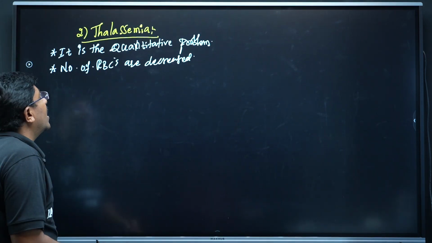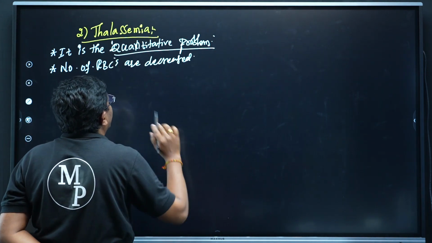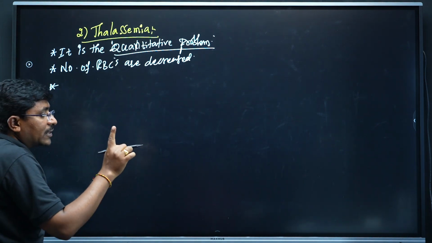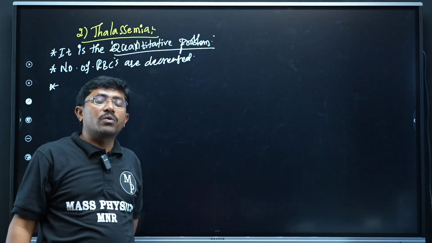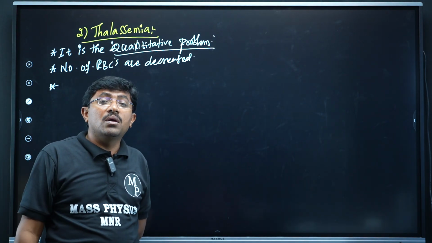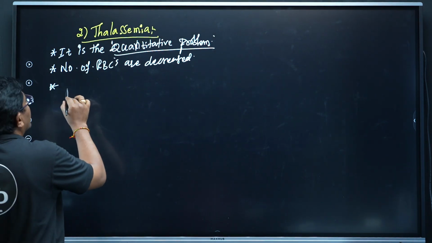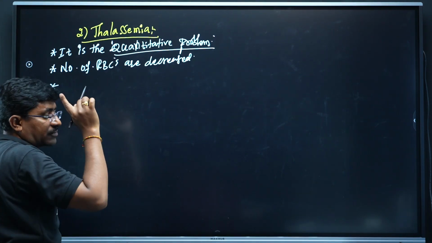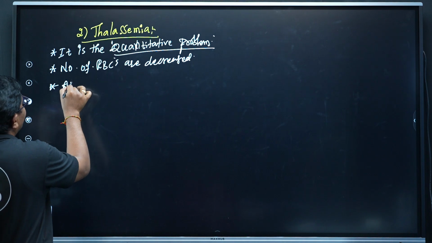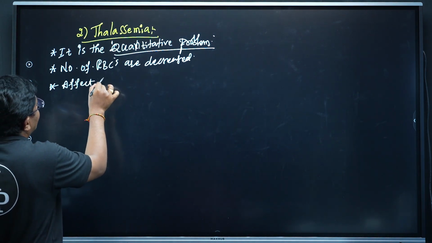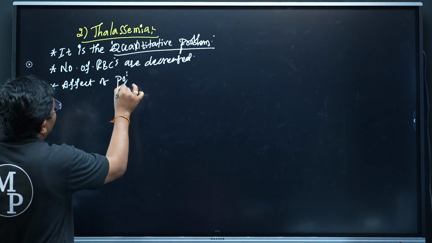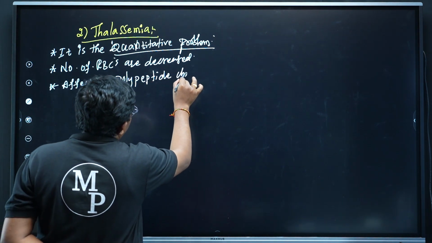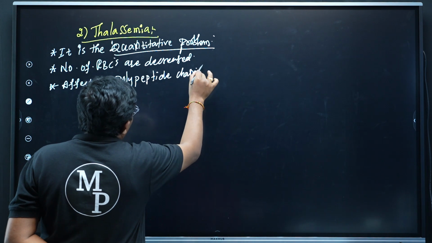Okay, so the thalassemia is caused by the effect of genes on 2 sets of chromosomes, means 2 pairs of autosomes here. Okay, so what is the thalassemia? It is caused by the effect of polypeptide chains.